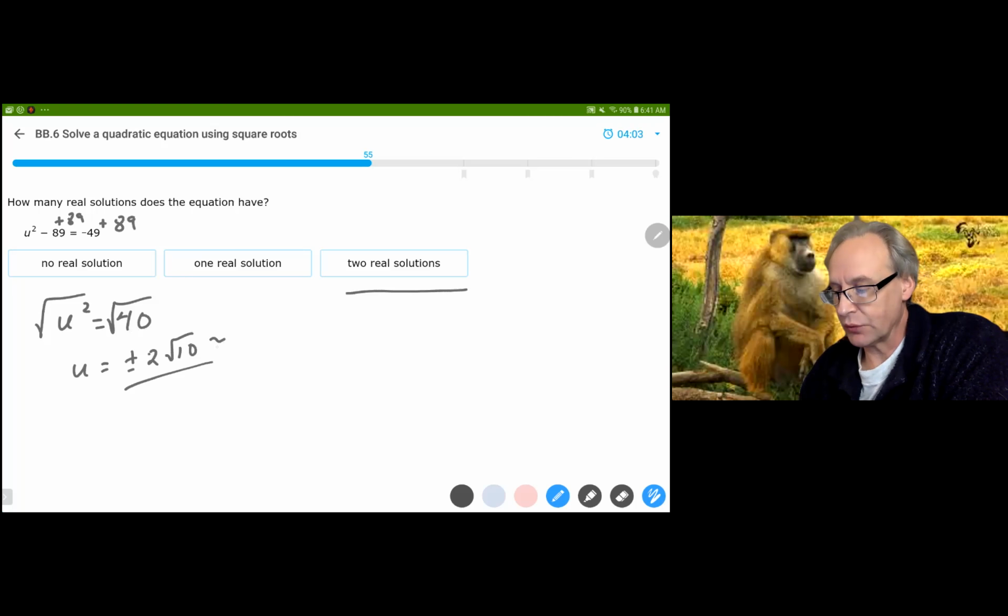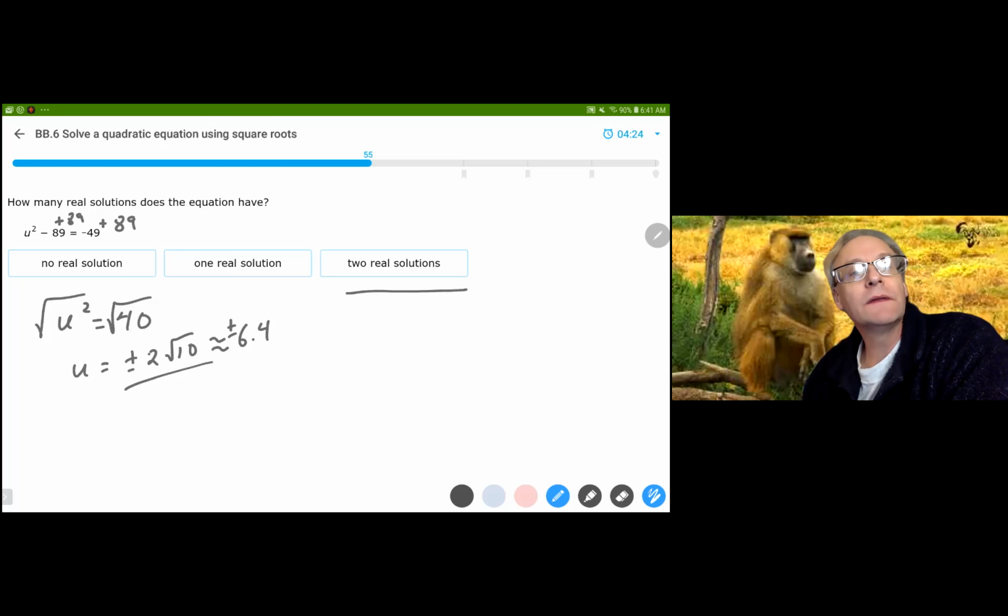You could say it's approximately equal to, it's between 6 and 7, and it's really close to 6.5. So 6.4 would probably be the closer one. So approximately plus or minus 6.4. Okay, that's it. Two real solutions.